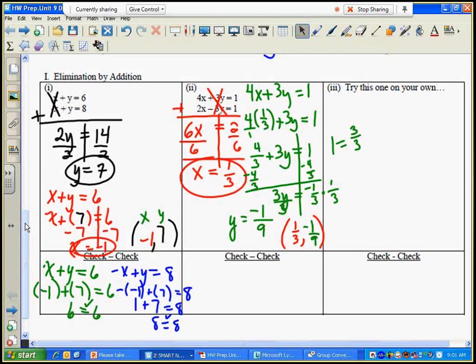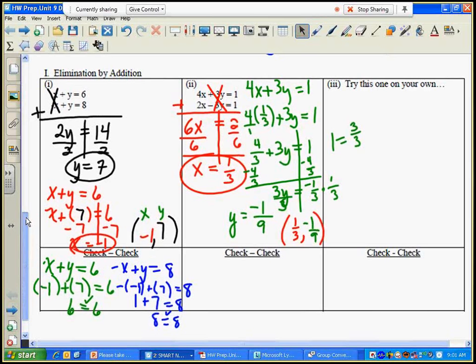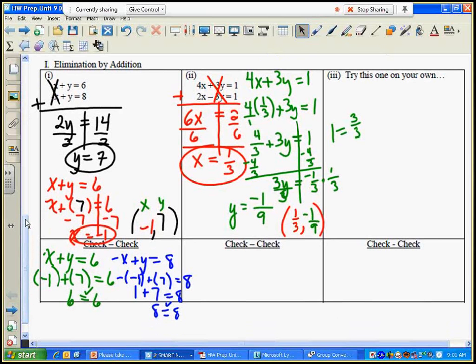But nevertheless, don't get wrapped up in the fractions. Just get wrapped up on the strategy, the concept, okay? But I wanted you guys to see a little fractional work. All right, let's check our answers. We got 4x plus 3y equals 1. So let's try that.